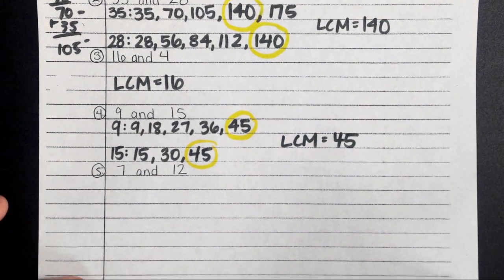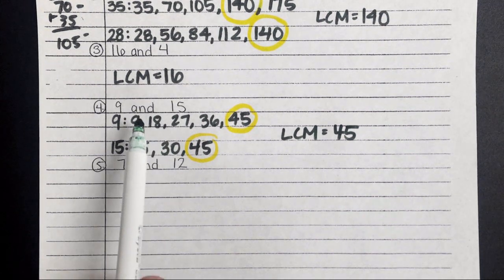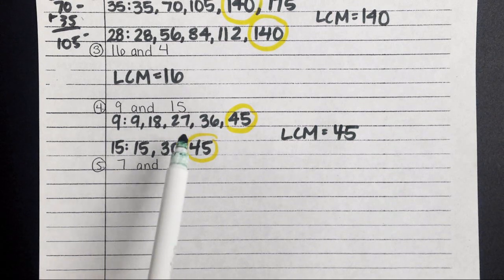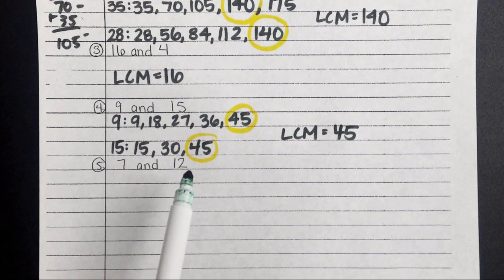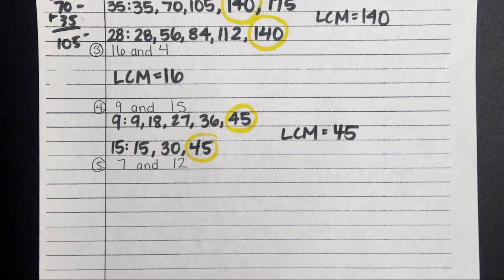Now, it is possible to also find the least common multiple of more than 2 numbers. If you had 3 numbers listed, let's say we also had 3 listed here, 45 would still be our least common multiple. But you can find the least common multiple of more than just 2 numbers. Okay? All right, let's try one more together.